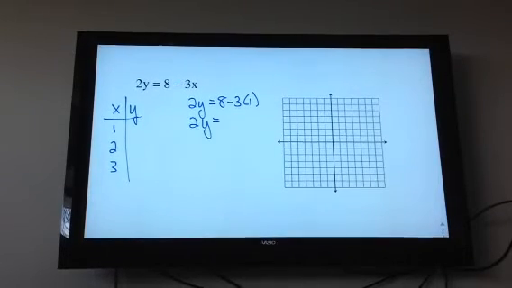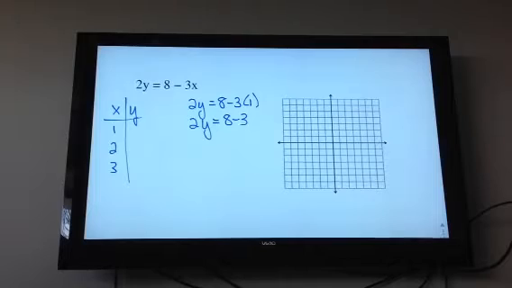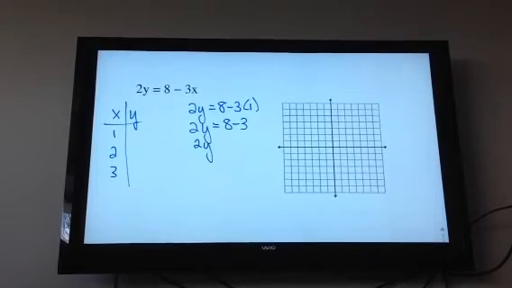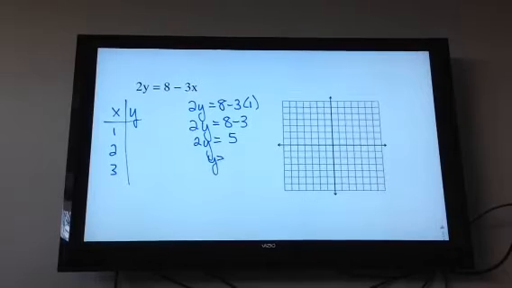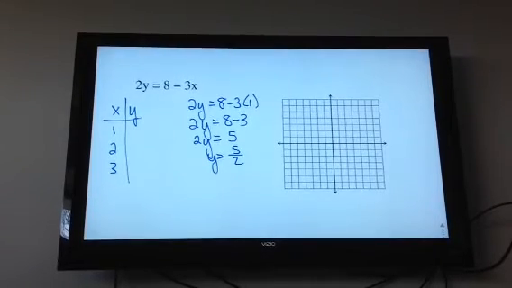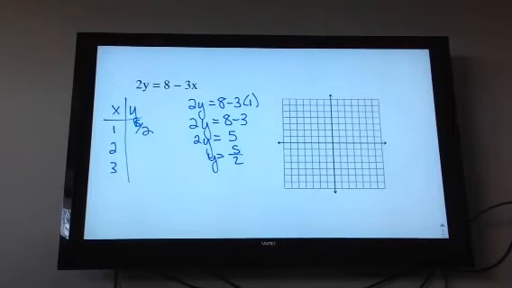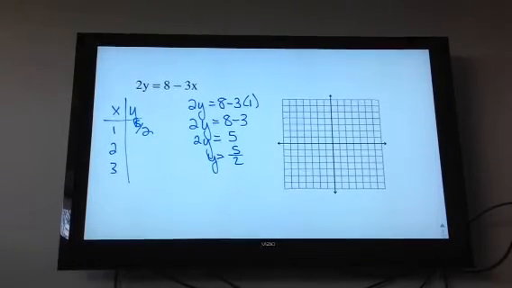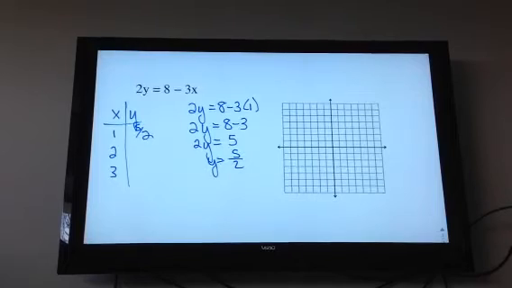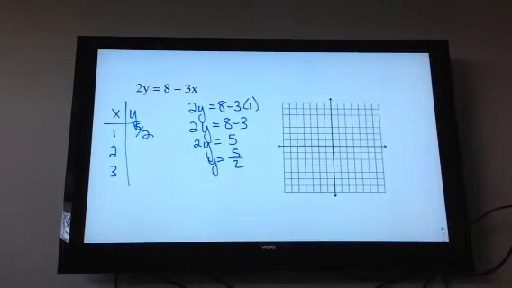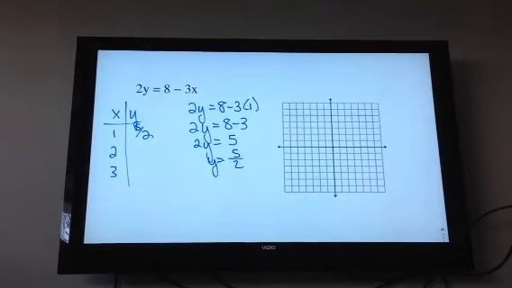2y equals 8 minus 3. 8 minus 3 is 5. Divide by 2, and I get 5 halves, or 2.5. And again, decimal or fraction. I'm not going to take off if you put a repeating decimal there, because you have to know it to graph it anyway. So 5 halves.